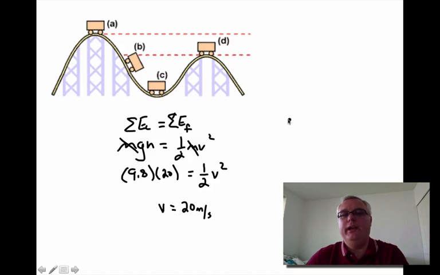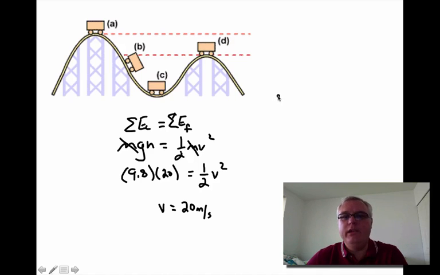Now, suppose we actually got out there and had a radar gun or something that we could measure the speed. Do you think we'd actually measure 20 meters per second? Probably not. Not all of the energy at the top will be converted into kinetic at the bottom. Some of the energy is going to be lost. There'll be friction between the train and the track. There'll be energy lost in noise and stuff like that, heating up of the train tires.